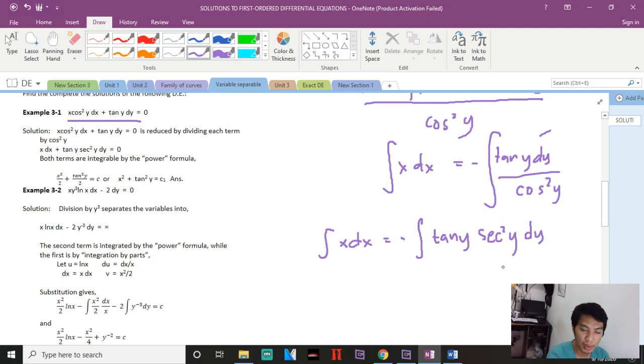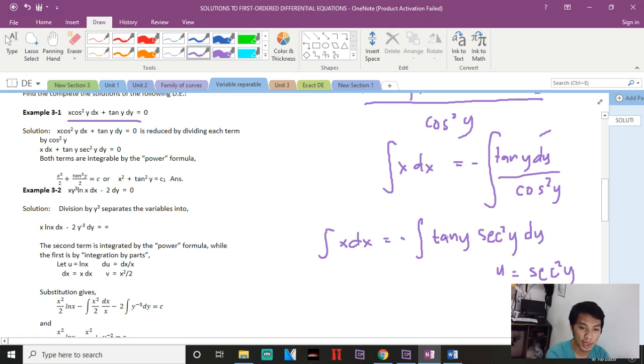This is u. This is u. We get du. So u is secant squared y. So when I take its differential, that is tangent, okay? du, tangent comes out.